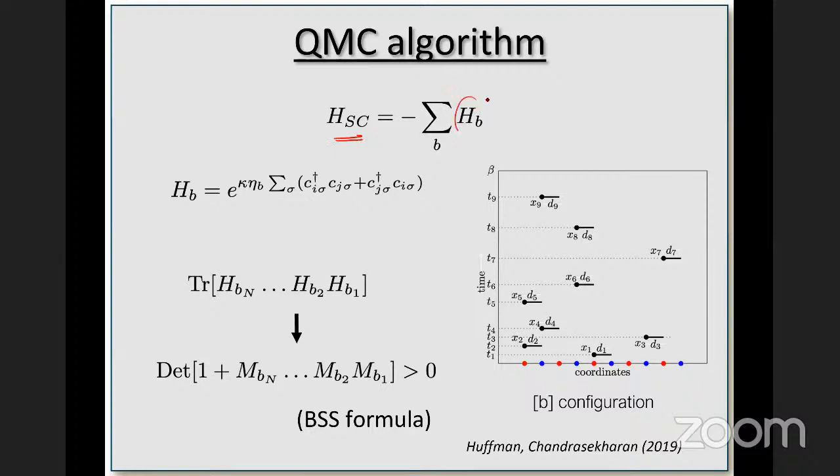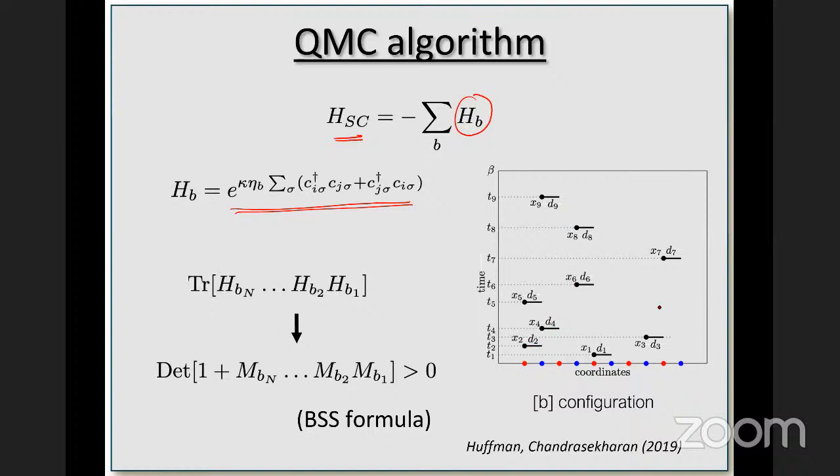sum of bond terms, where each bond is an interesting exponential of a hopping term. And this bond term is fully interacting. It's not a quadratic term. So when I sum this up, I have an interacting Hamiltonian. If you evaluate this in some imaginary time path integral, or you use Sandvik's stochastic series expansion, what will happen is you get configurations in which you have these bond insertions.